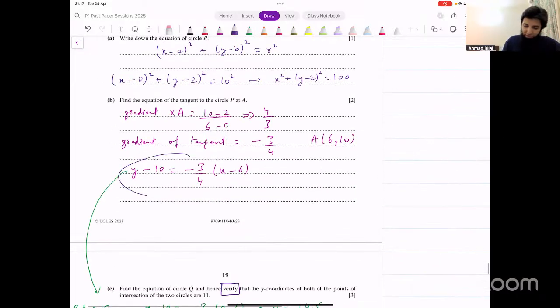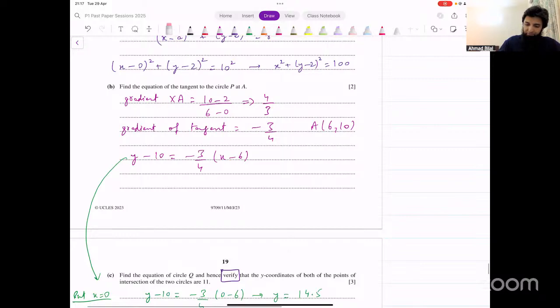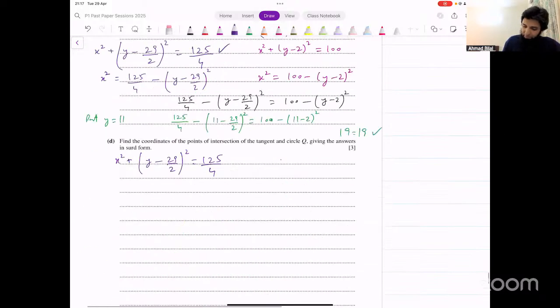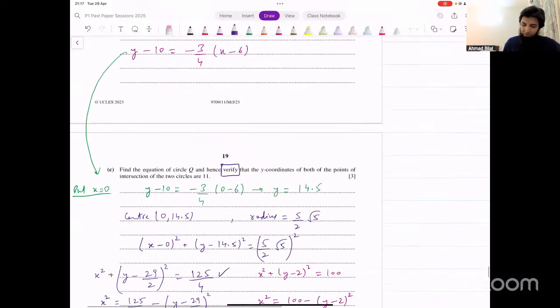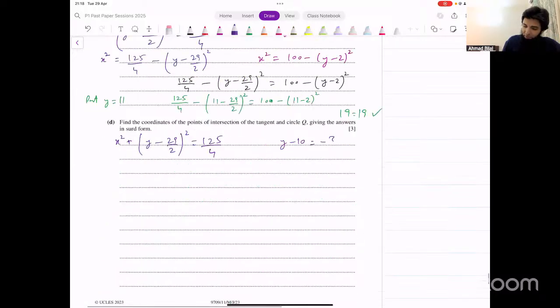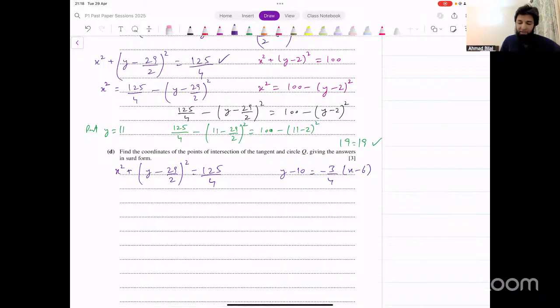That was this, y minus 10 equals minus 3 over 4 into x minus 6. Okay, so we have to solve these two equations simultaneously and see what points we get from this. What I can do is I can make y the subject from the straight line. First of all, what does that give us?